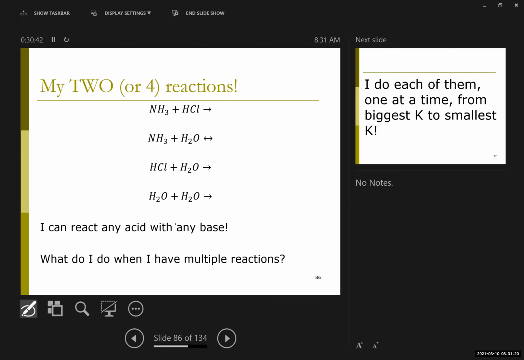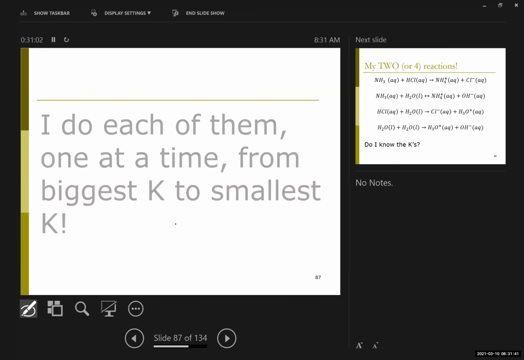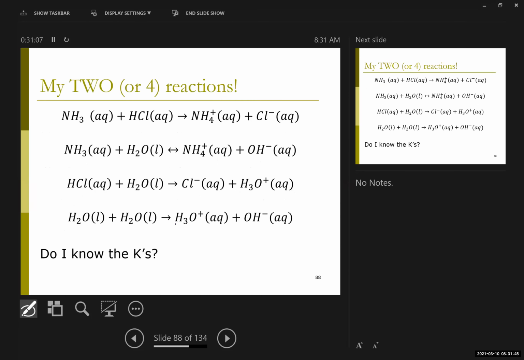Ammonia, a base, can react with either one of the acids, either HCl or water. And the other base, water, can react with either one of the acids, HCl or water. These have very different Ks, some of which we currently know, one of which we do not. But I'm going to do what I did on Monday. I'm going to let K decide which ones are more important.